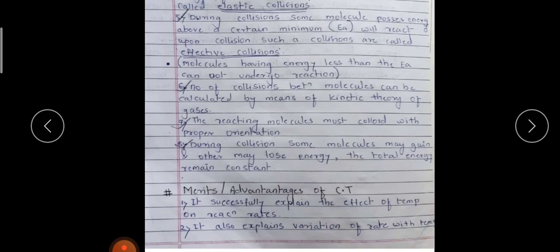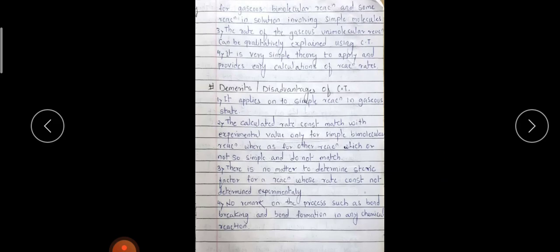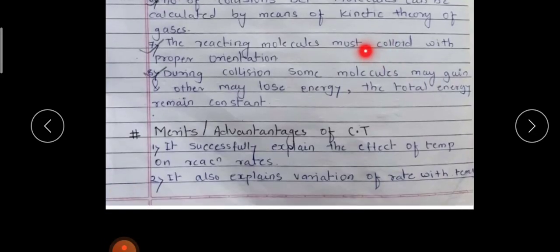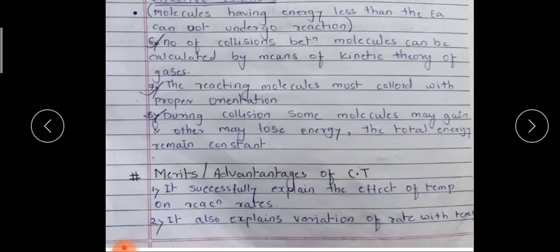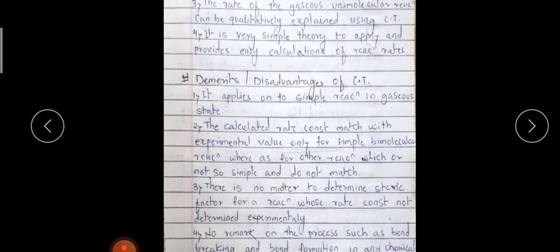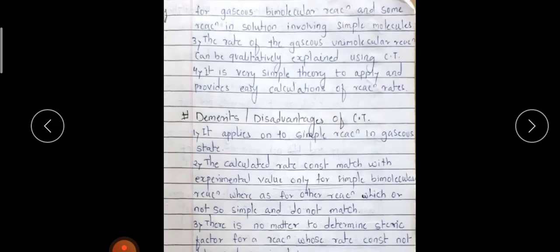It successfully explains the effect of temperature on the reaction rate. It also explains the variation of the rate with temperature for gaseous molecular reactions and some reactions in solution involving simple molecules. The rate of the gaseous molecular reaction can be qualitatively explained by the CT. It is a very simple theory to apply and provides easy calculation of the reaction rate.